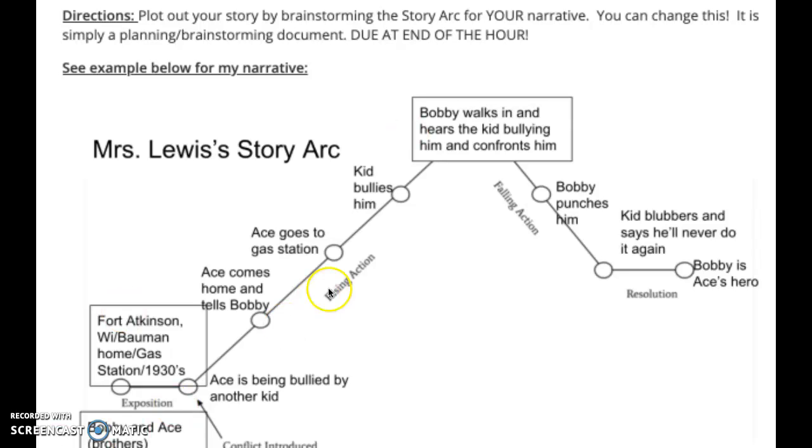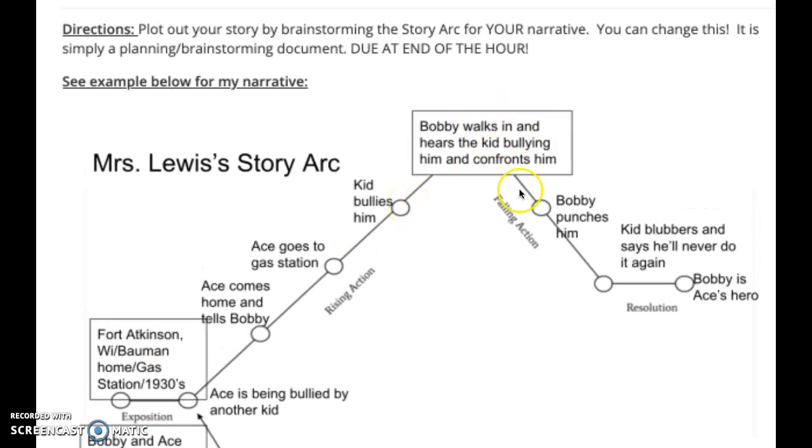So in my story, it's about my dad and his brother, and my dad is older and he's protecting his younger brother from a bully. And so the big climax is when my dad, who they used to call Bobby when he was little, walks in and hears the kid bullying him and he confronts the bully. So that's like the big climax. What's going to happen? It's like this cliffhanger.